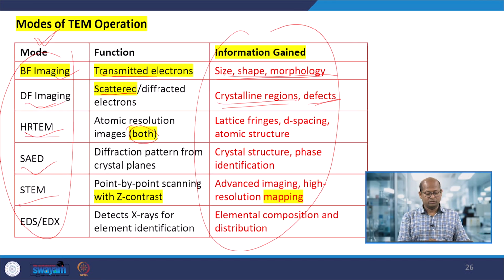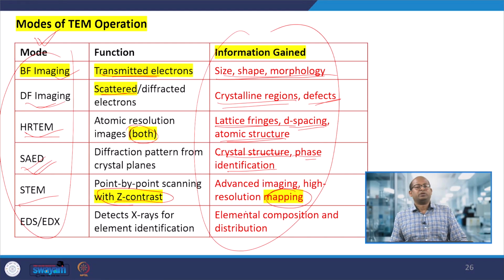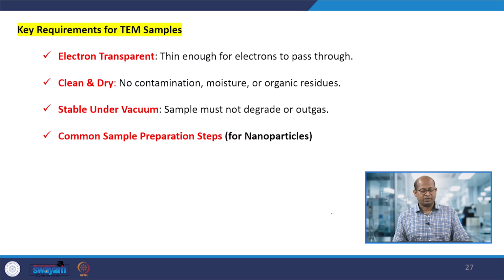In HRTEM, both transmitted as well as scattered electrons are used to get the image. Here we can get lattice fringes, d-spacings, and atomic structures, and with SAED, crystal structure and phase identification. And STEM scanning: here we can use Z contrast, and with that some high-resolution mapping of the materials we have prepared. And EDX analysis, as we said, gives composition or elemental analysis.